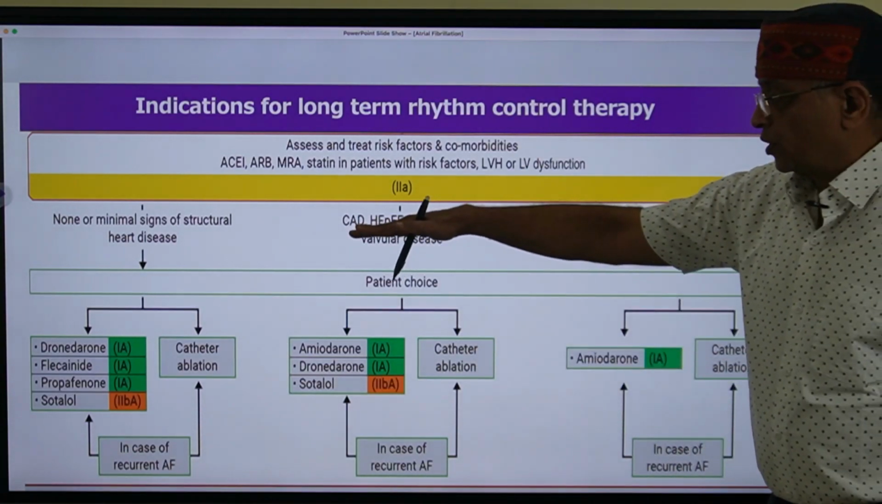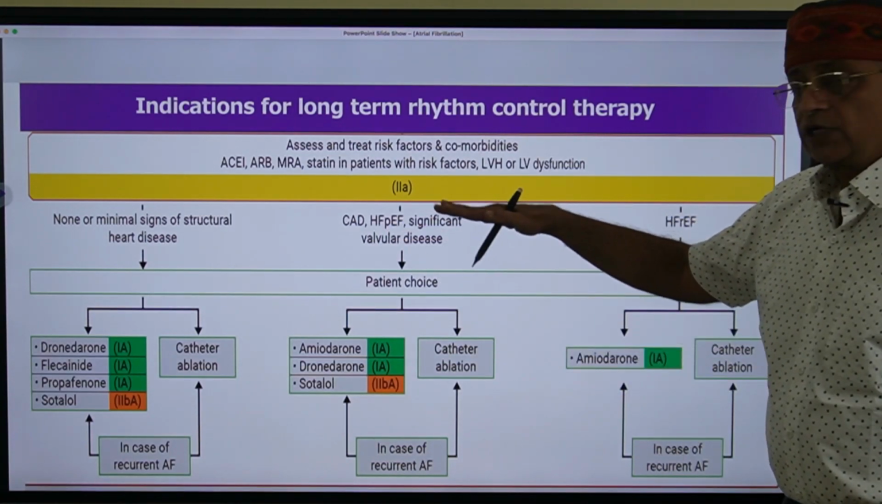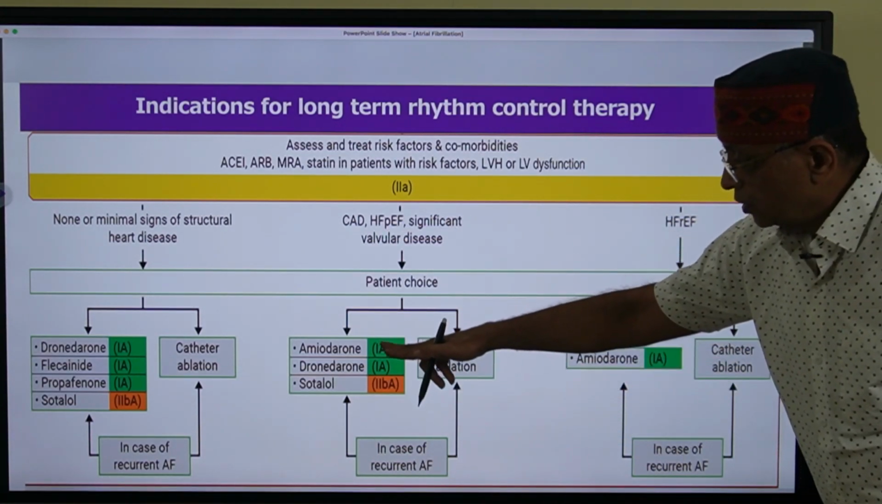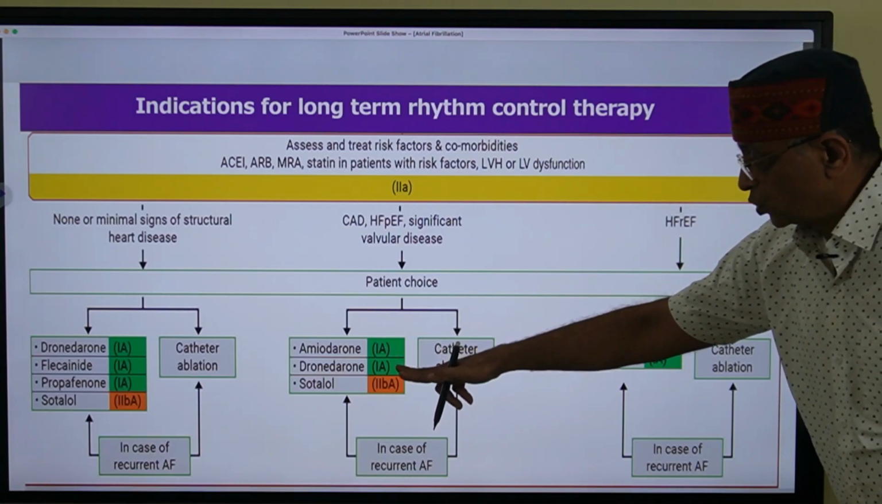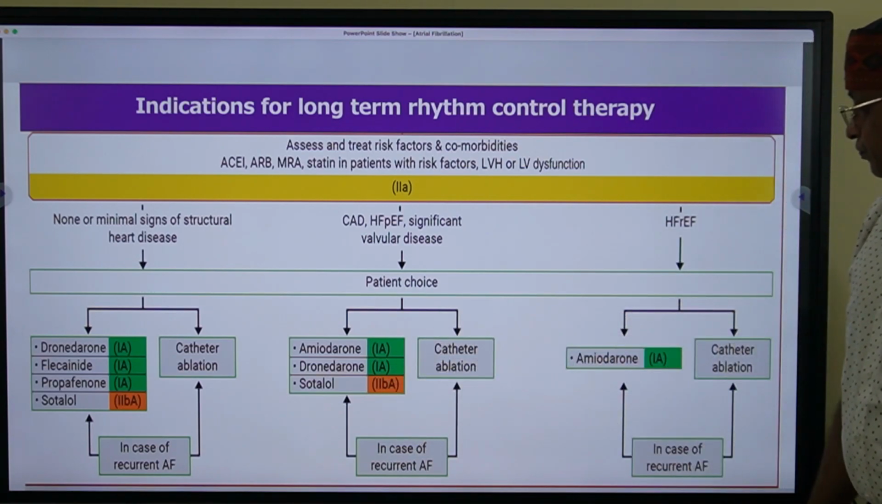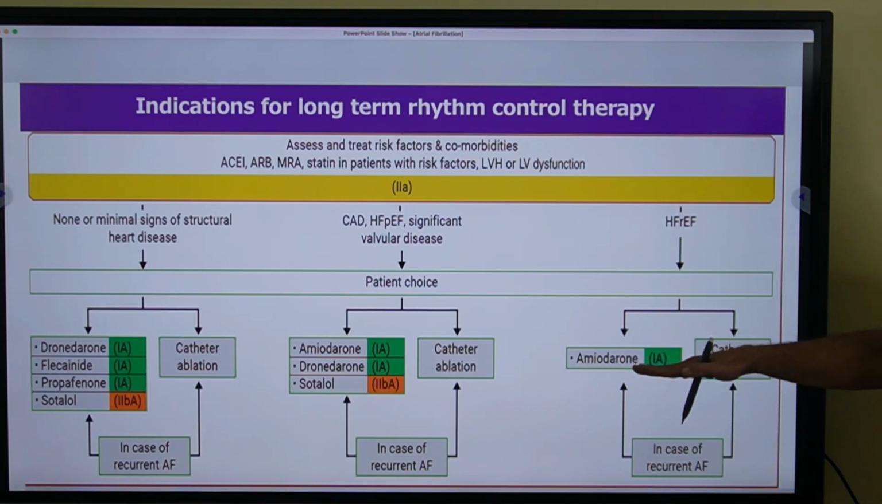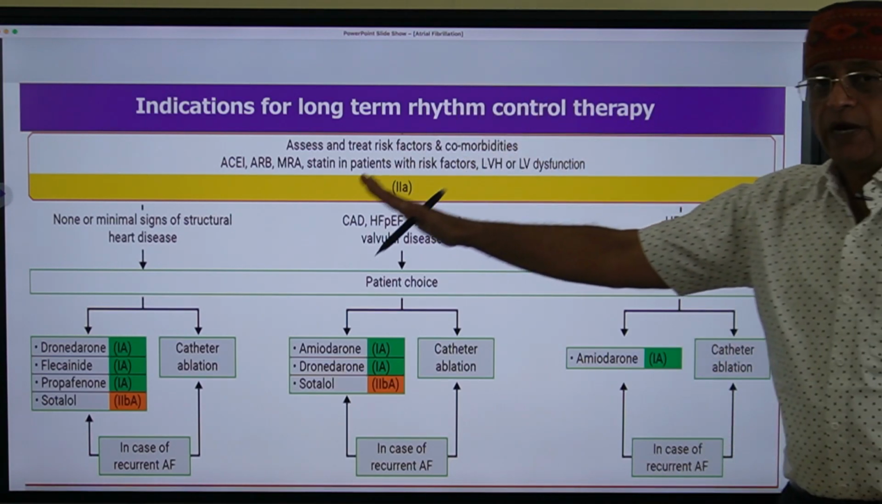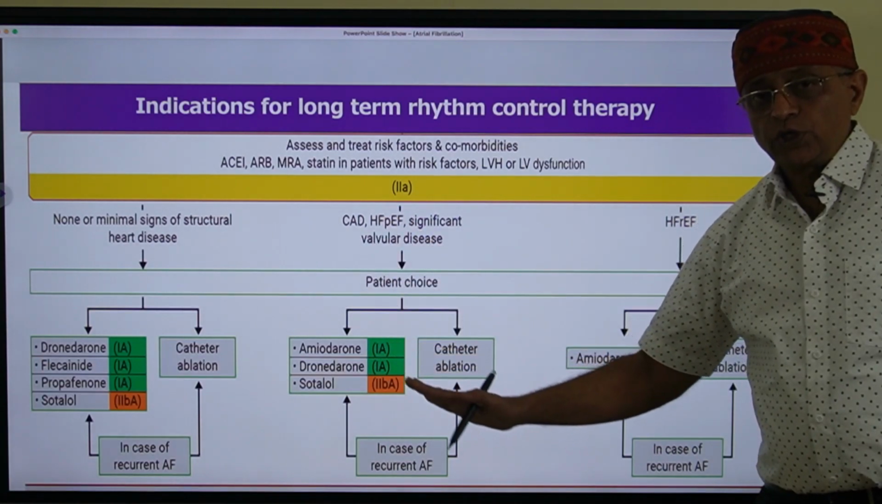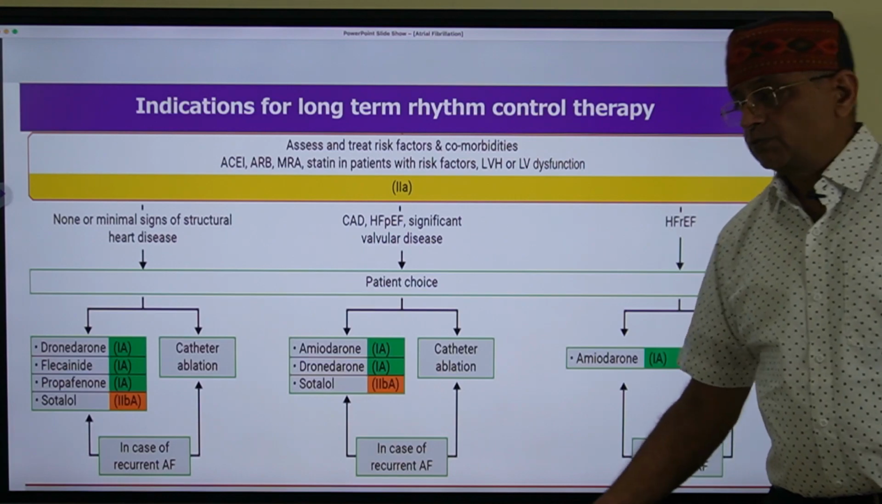Patient with coronary artery disease, heart failure but preserved ejection fraction, or significant valvular disease, amiodarone becomes the drug of choice. Second is dronedarone. Both have class 1A recommendation. Avoid sotalol. If the patient has heart failure with reduced ejection fraction, then again the drug of choice would be amiodarone, or if it fails, catheter ablation. So this is the long-term antiarrhythmic therapy for patients in whom sinus rhythm had been achieved by using a rhythm control strategy.